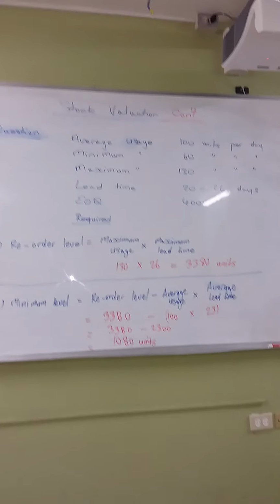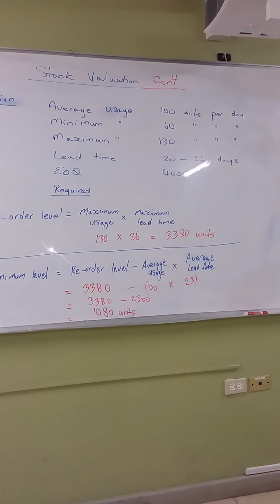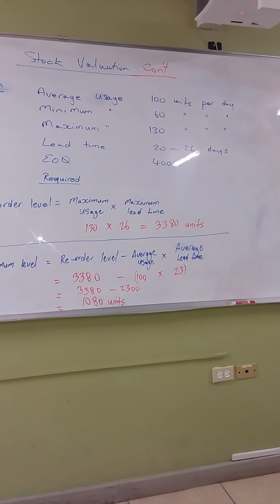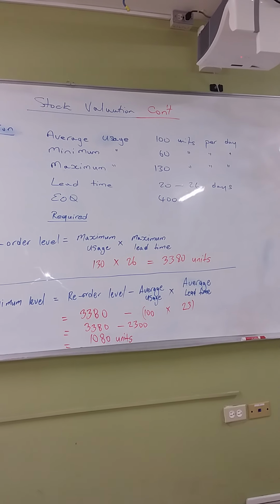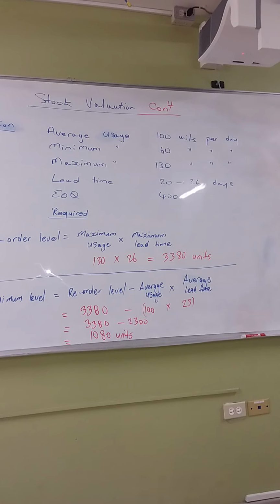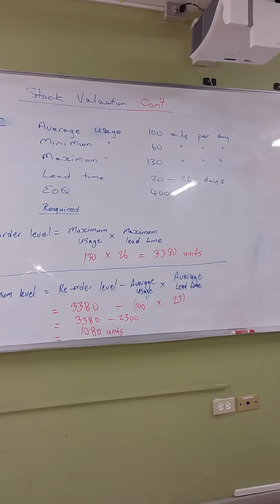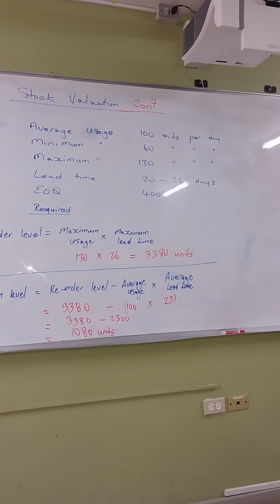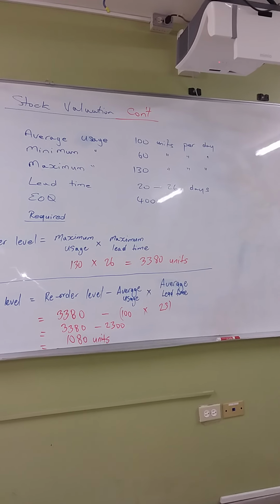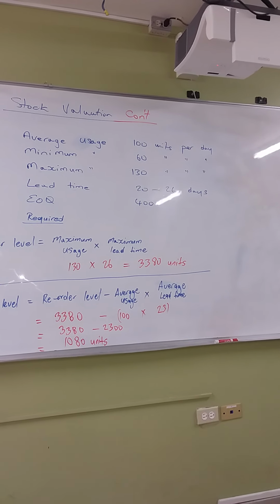All right? Now, based on this question, or even before we do that, if ever you want to know the average usage, if the average usage was not given to you in the question. Based on this question, we started out with your average usage, and it says average usage there was 100 units per day. Now if you're calculating a question and the average usage is not given to you, to get average usage, all you simply need to do is add your maximum usage plus your minimum usage, and divide it by 2, and that will give you your average usage.